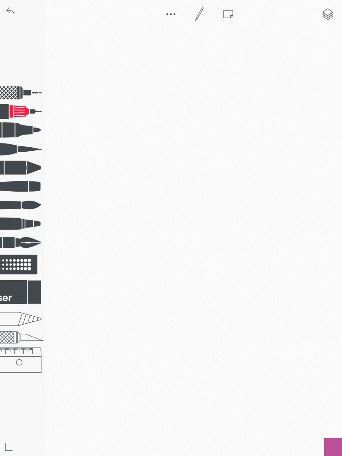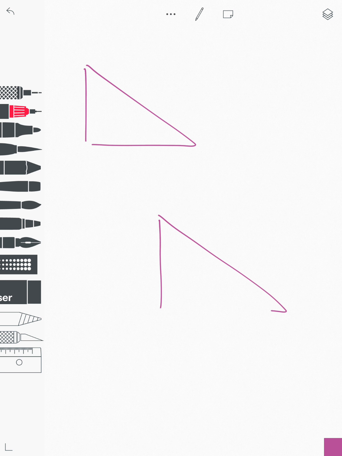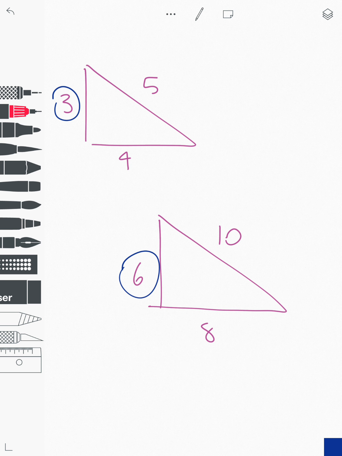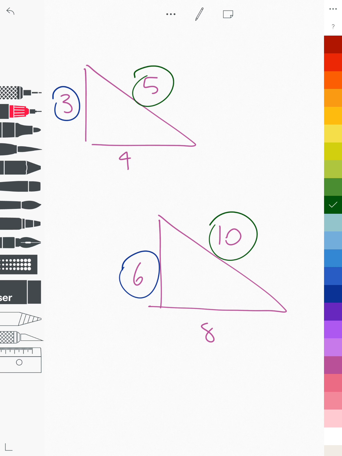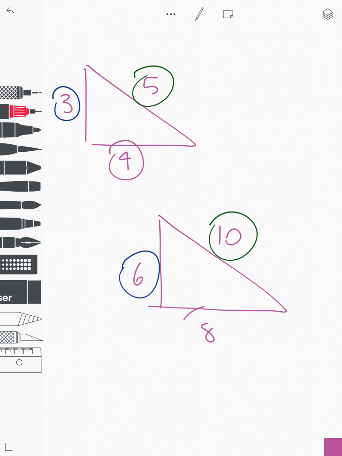For example, if I had two triangles, obviously not drawn to scale, and I stated that the sides of the triangle, for example, this one here is 3, 4, and 5. This one is 6, 8, and 10. Now, looking at this, I have three sides within the first triangle, and I can see that 3 correlates with 6. I can see that 5 correlates with 10, and I can clearly see that 4 correlates with 8.